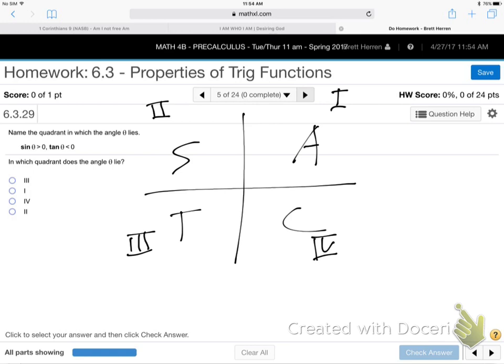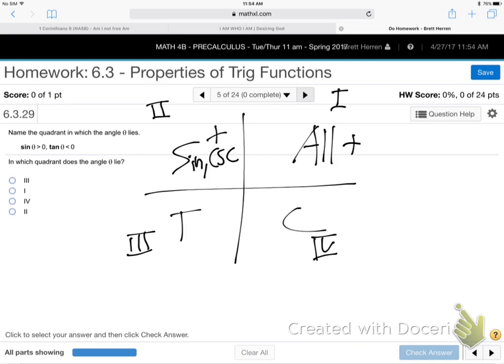All Students Take Calculus. Is the truth in your life, right? Well, you're not all students, but all the students in here are planning to take calculus, maybe. I don't know. Anyway, All Students Take Calculus. So, what is that saying? That's saying there are 6 trig functions, right? All 6 trig functions are positive in the first quadrant. In the second quadrant, only sine, and of course its reciprocal, cosecant, are positive. The other 4 trig functions are negative in the second quadrant.